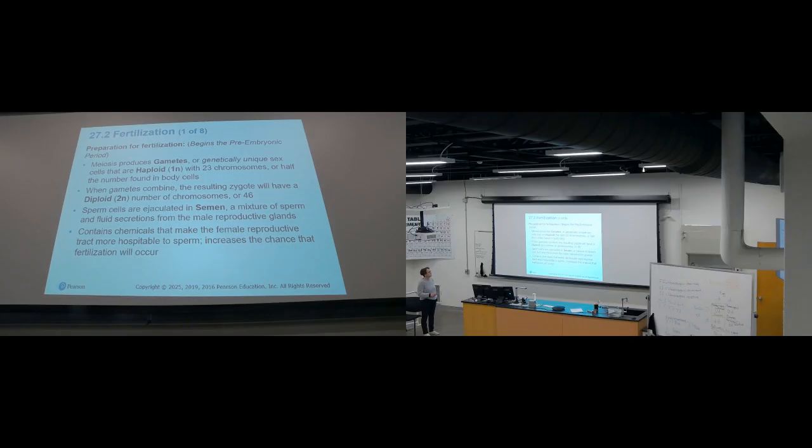So preparation for fertilization begins in the pre-embryonic period. We'll be producing gametes through meiosis, and those gametes have one set of 23 chromosomes, half the number of the diploid cells. Then when you have fertilization, you have 2N, or 46 chromosomes.